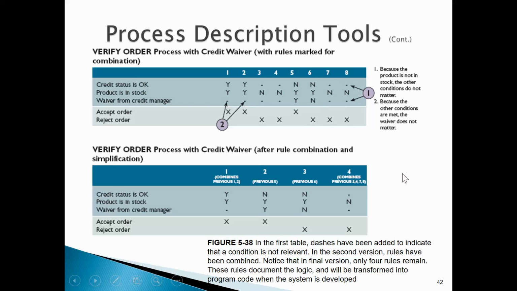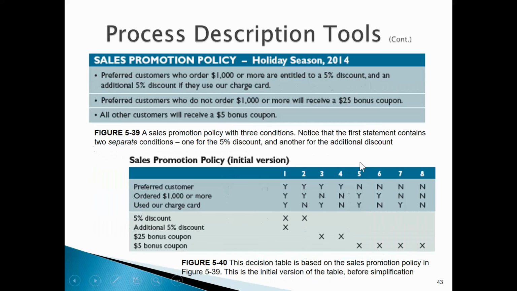So these will make sense. Again, I encourage you to pause the video, go through each section, and maybe come up with your own ideas of how this might work in a situation that you're in. I'm not going to require this week with homework. Okay, so let's go through a little bit more on the process description. Preferred customer, order over 1,000, used our charge card. Discount plus an additional discount. You get the idea.